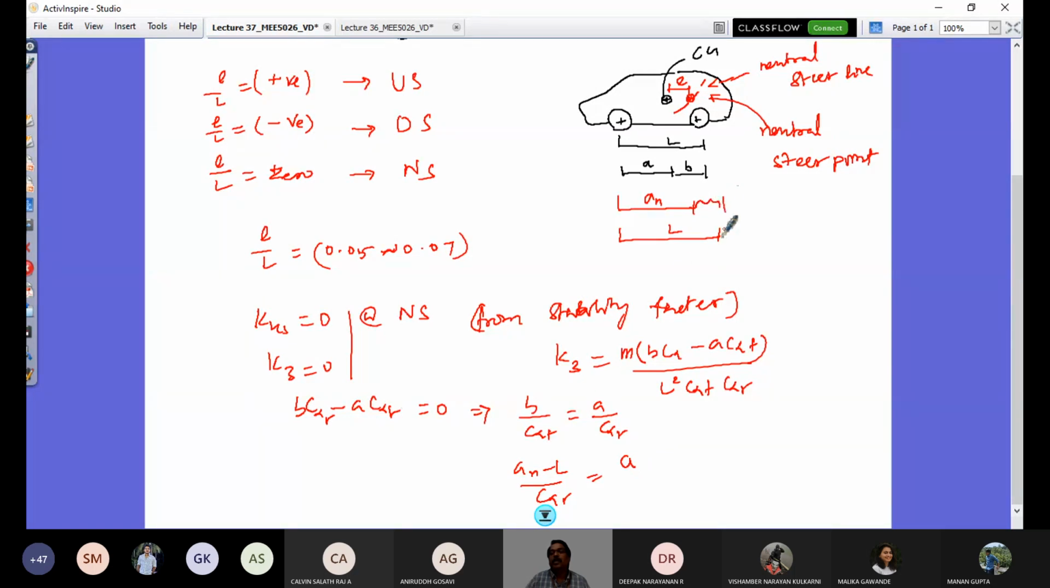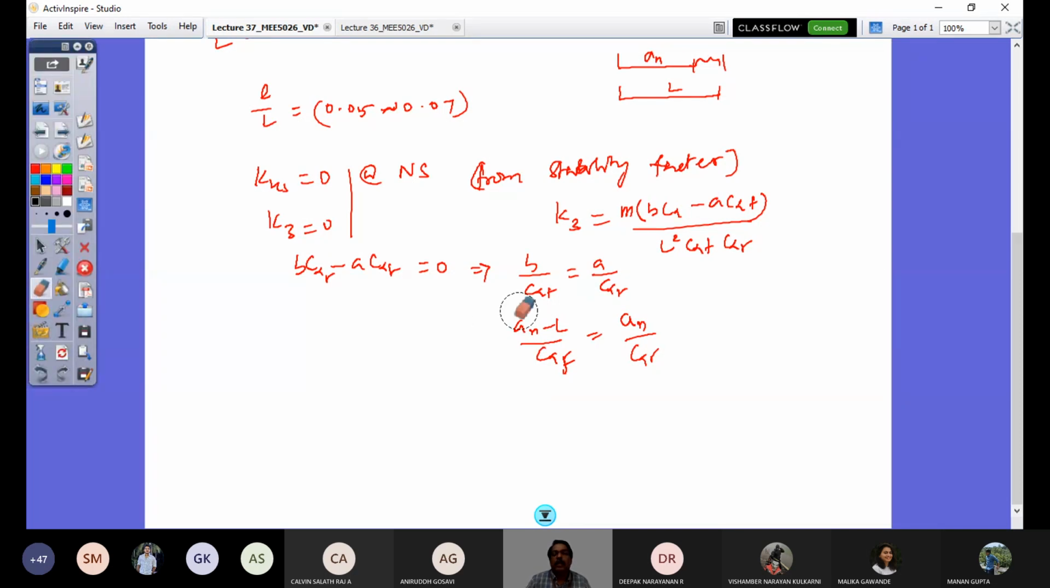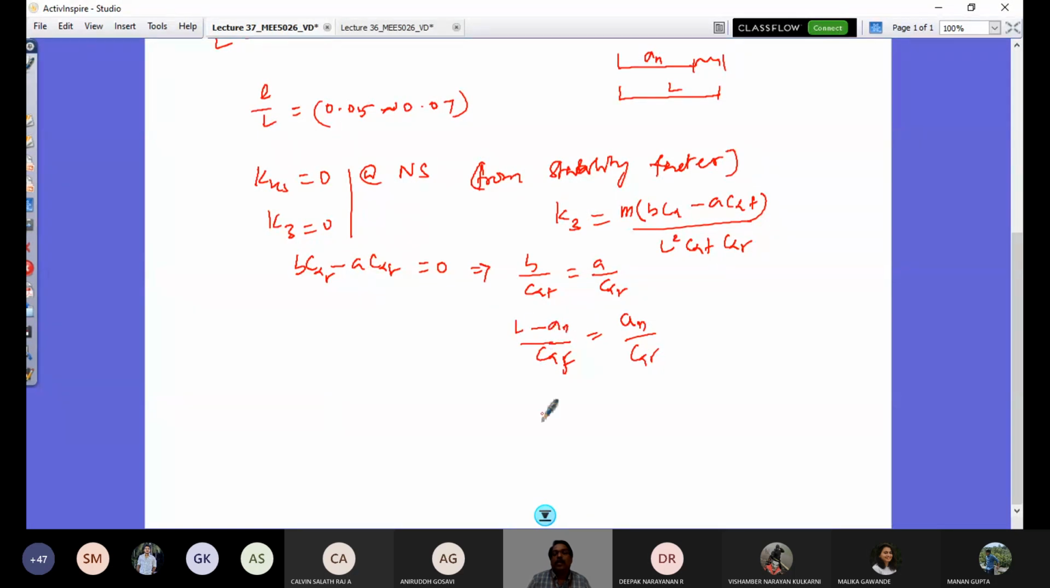This distance is AN by C alpha R, and the other is B by C alpha F. So you are able to define now what is this distance AN. Let us take from this. This is not AN minus L, this is L minus AN. It is correct there. This is L minus AN by C alpha F.